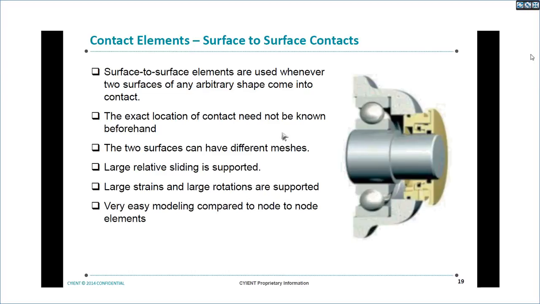The two surfaces can have different meshes. That is one of the important advantages of surface to surface. For node to node, we need to make the same mesh, whereas in surface to surface it is not required. Large relative sliding is supported. Large strains and large rotations are supported. It is very easy in modeling compared to the node element. So surface to surface has the majority of advantages compared to node to node.